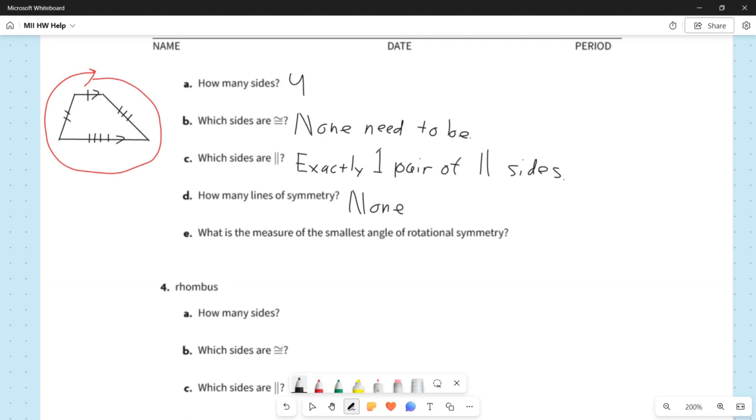And so this one, the smallest angle for rotational symmetry is 360 degrees, which is basically another way of saying that it does not have rotational symmetry. Because anything, if you rotate it 360, you're back where you started, and so you haven't really done anything. So if a figure does not have rotational symmetry, that's more or less the same way of saying that the smallest angle is 360, because everything has rotational symmetry of 360.